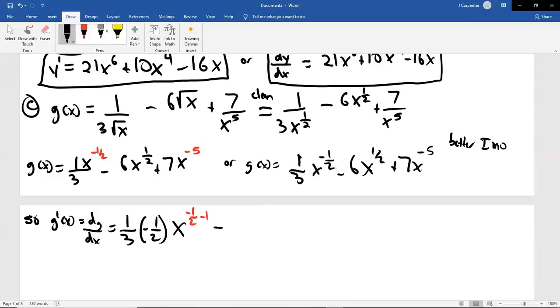Then we have our minus 6 times, we're going to bring the 1/2 out front. So that's 1/2. You should write it that way since the 6 is a whole, 6/1. Then we have our x to the side, and we're going to take our 1/2 and subtract 1 from it. Then our plus, leave the 7, bring the negative 5 down in front or after the 7 times x to the, and then we have our negative 5 that we're going to drop by 1, that is to say, decrease by 1.